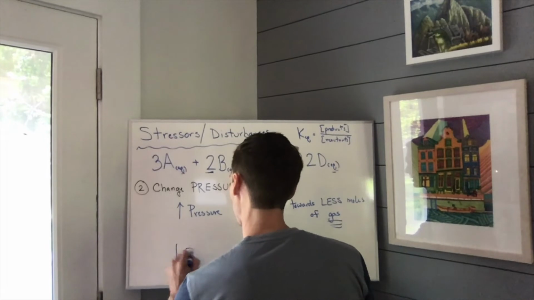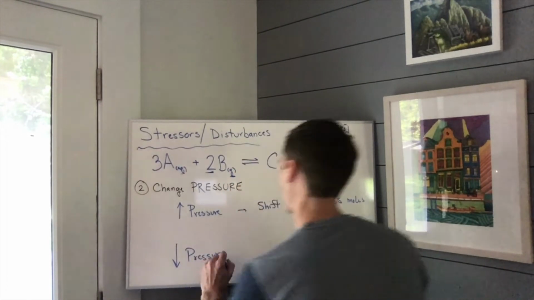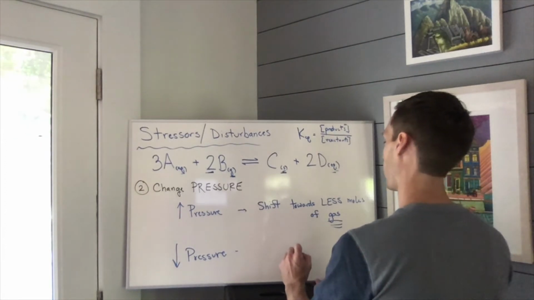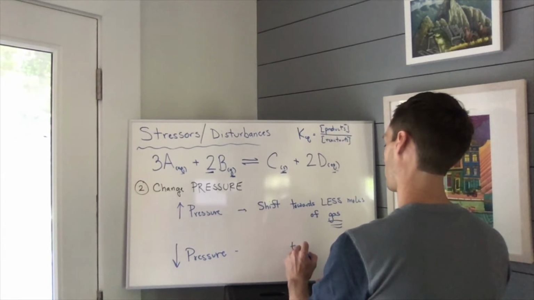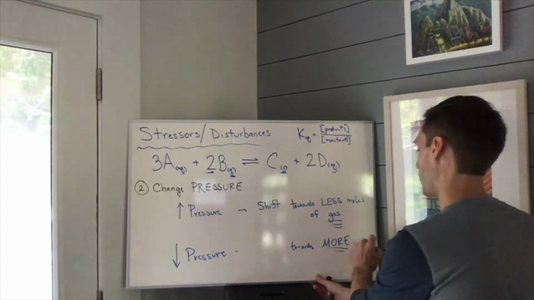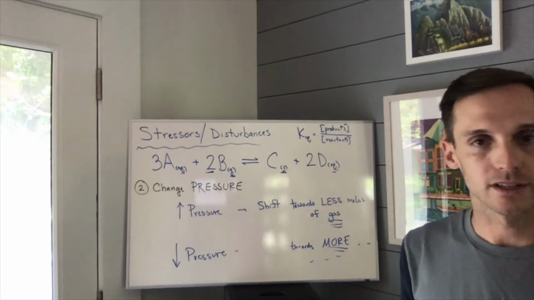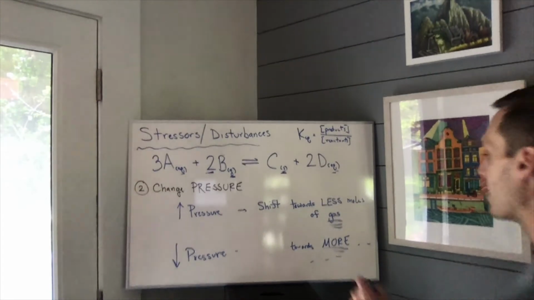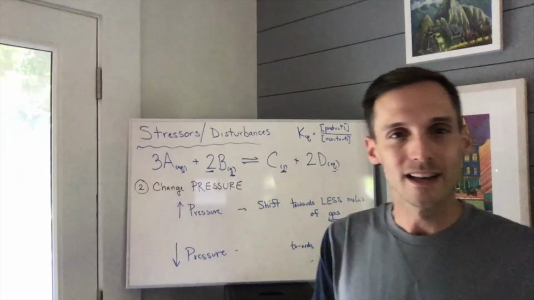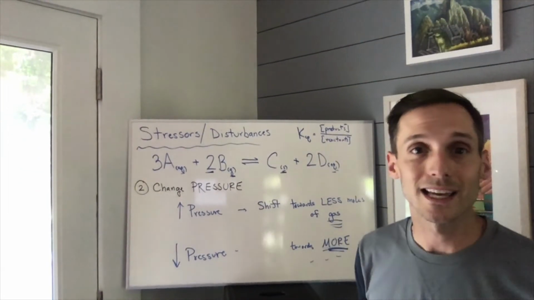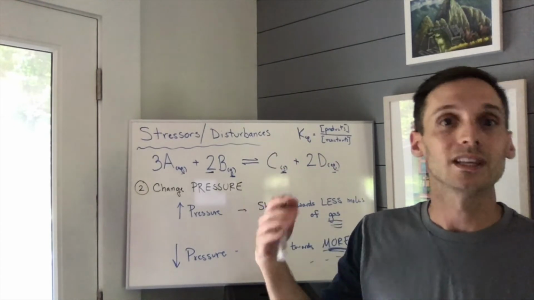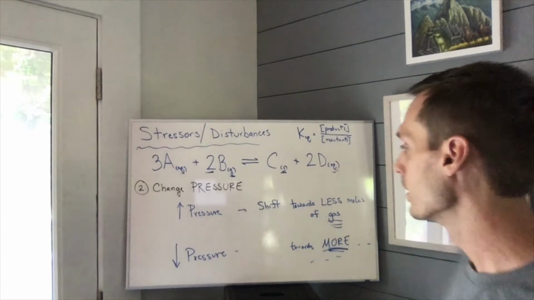However, if we decrease the pressure, hopefully you can tell what's going to happen. We are going to shift towards more moles of gas. Okay, just like before, moles of gas, but now it's going towards the more moles of gas. It's going to try to counteract that decrease in pressure by increasing the amount of gas produced to try to get that pressure back up to the equilibrium state. Okay, so that's the second one.